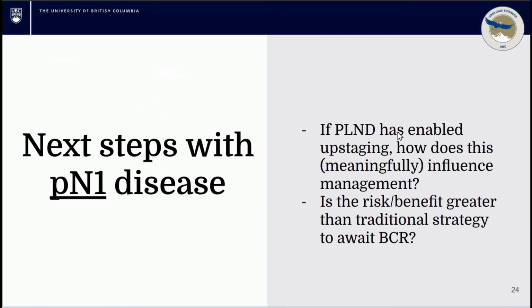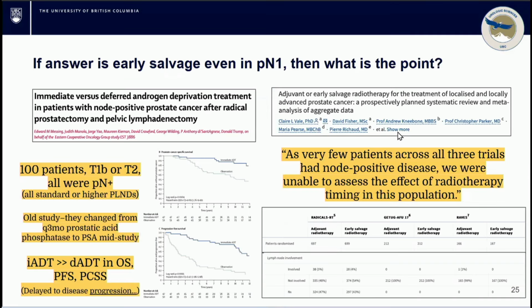Okay, so you've done the pelvic lymph node dissection. You found someone with PN1 disease. Does your improved staging now meaningfully influence the management? I mean, if the answer to everybody post-surgery, PN0 or PN1, is to wait for the opportunity to initiate early salvage, then why are you bothering with a pelvic lymph node dissection? Also, if you have other risk features like positive margins, seminal vesicle invasion, extraprostatic extension, then what does the PN status add on? Well, there are some staging benefits, even if you have those other risk parameters, but I'll address that in a bit. There's 2 points of level 1 evidence I want to highlight here.